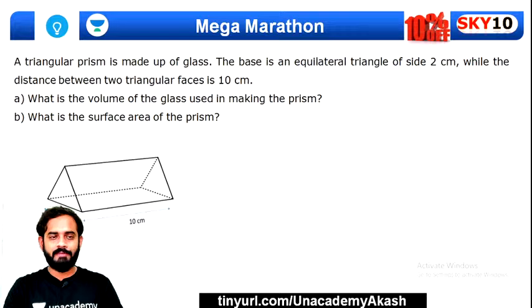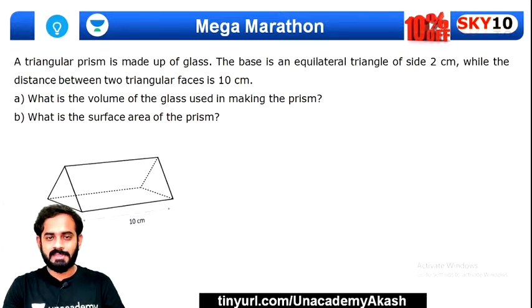So we have this question based on geometry. A triangular prism is made up of glass. The base is an equilateral triangle of side 2 cm, while the distance between two triangular faces is 10. So we have this equilateral triangle.